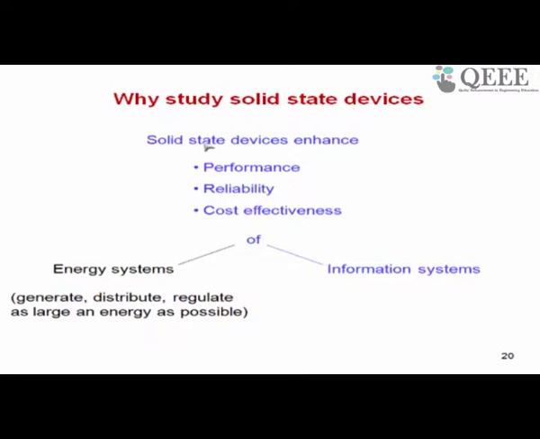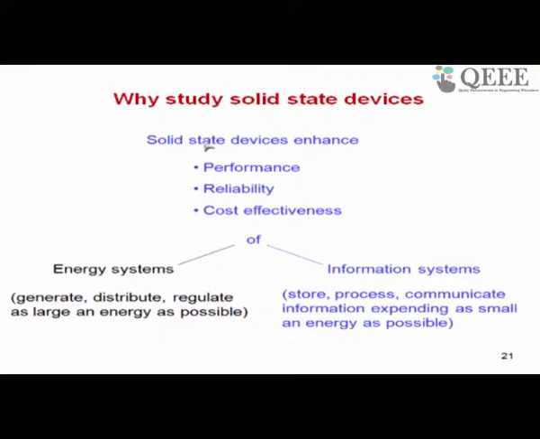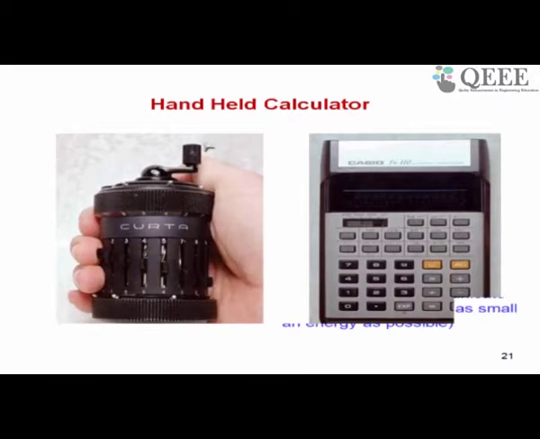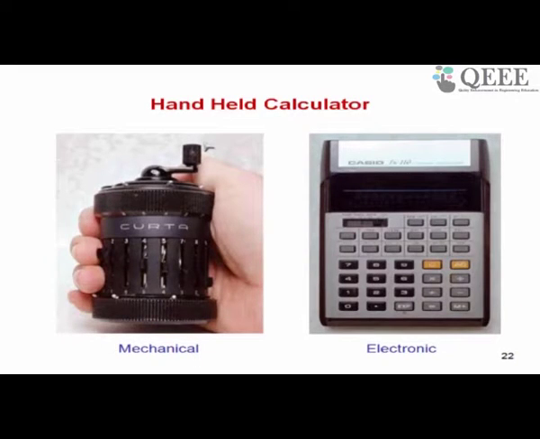So energy system is the one which generates, distributes and regulates as large an energy as possible. Example of this is, for example, a switch mode power supply, okay, which is used to power your computer when the power supply is not there. The information system, on the other hand, stores, processes and communicates information expending as small an energy as possible. Your cell phone, the computer, all these are information systems. We gave some examples of how solid state devices has revolutionized our life, right.